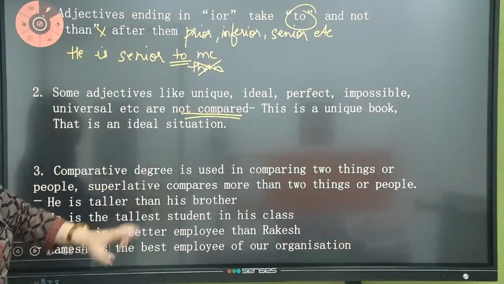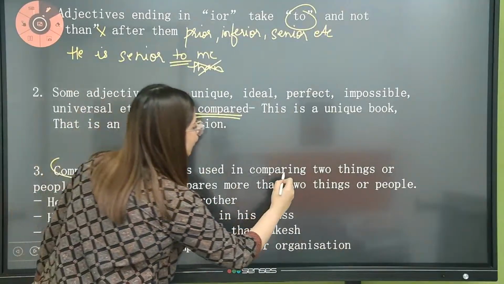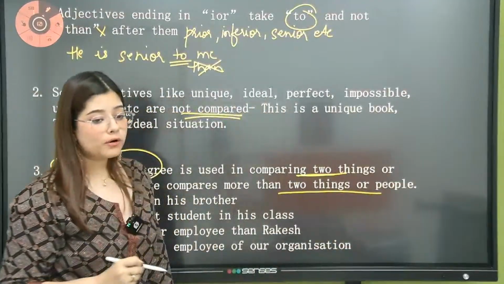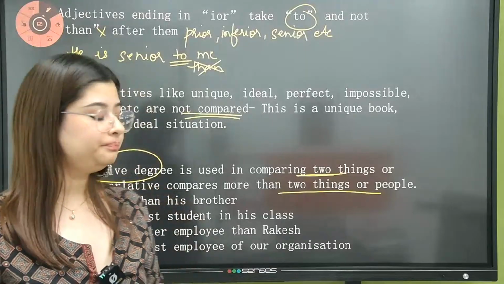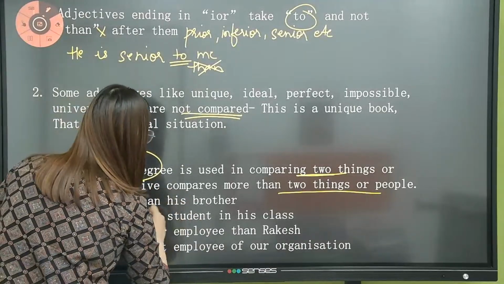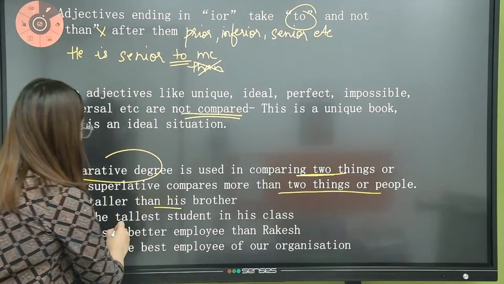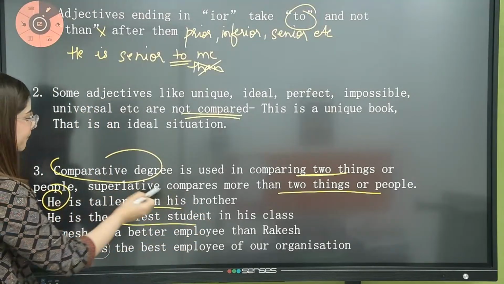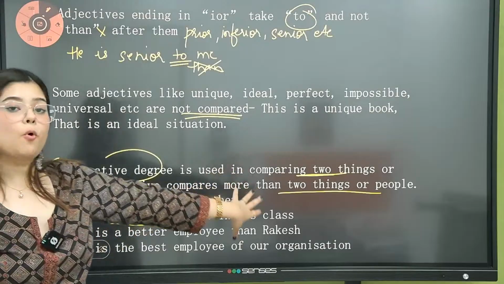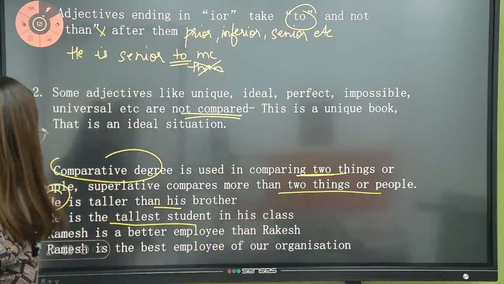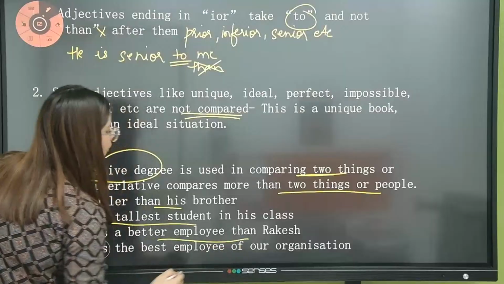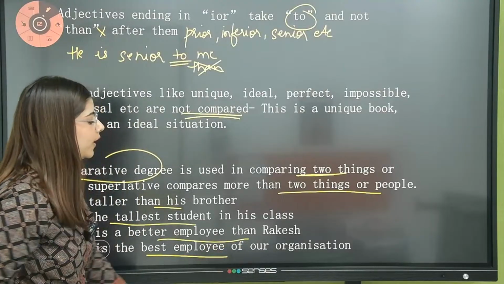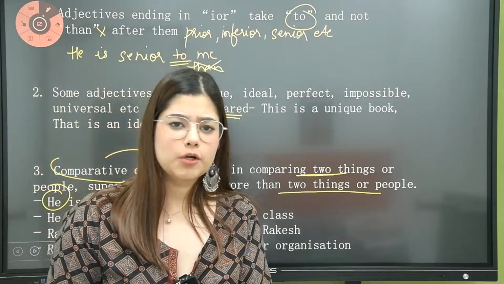Next, comparative degree is used to compare two things, and superlative degree is used to compare more than two things or people. So he is taller than his brother. He is the tallest student in his class. Here we are comparing two people, him and his brother. Here we are comparing more than two people, the entire class. Ramesh is a better employee than Rakesh. So I'm comparing two people. Ramesh is the best employee of our organization. This is something that we already know.